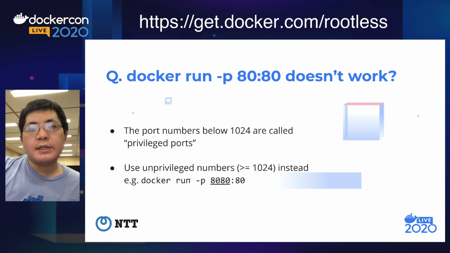The next question is whether we can use docker run -p to expose ports. Yes, you can, but be aware that port numbers below 1024 are called privileged ports and not available for rootless users. So basically, you need to use an unprivileged port like 8080. So if you want to run an HTTP server, you need to run docker run -p 8080:80.